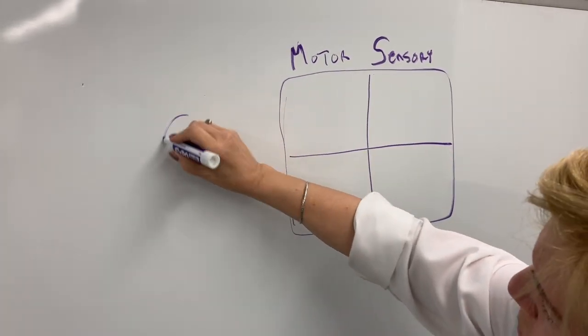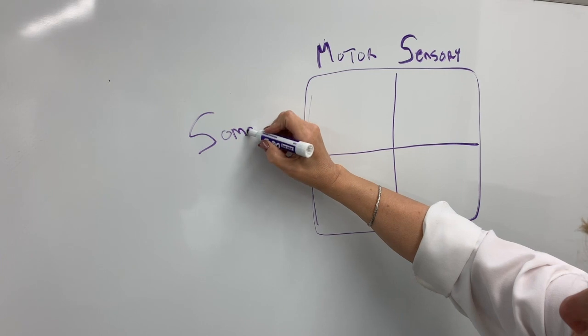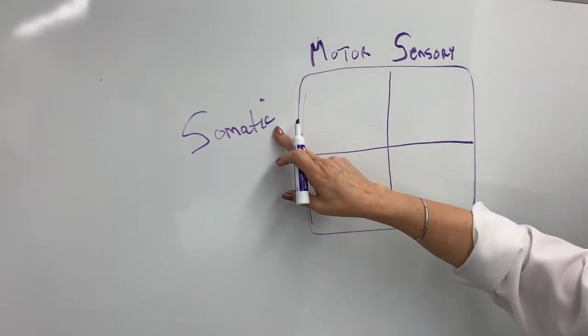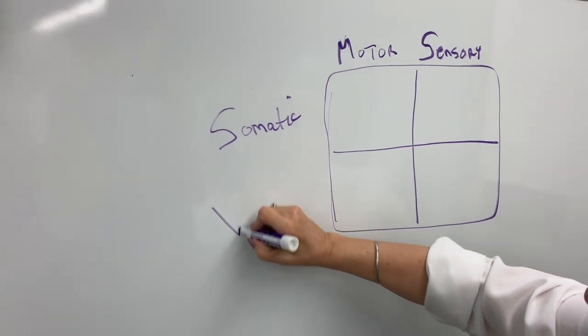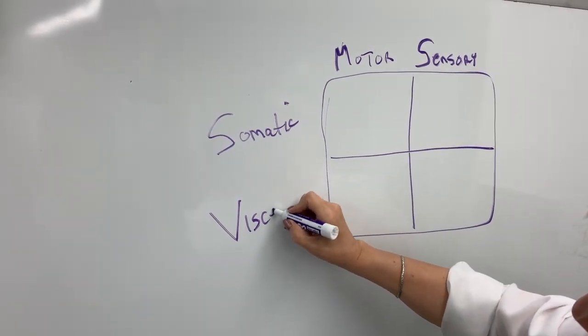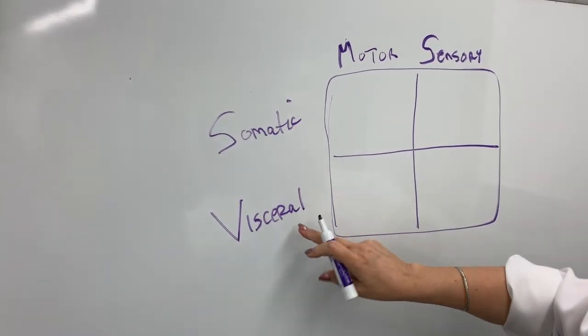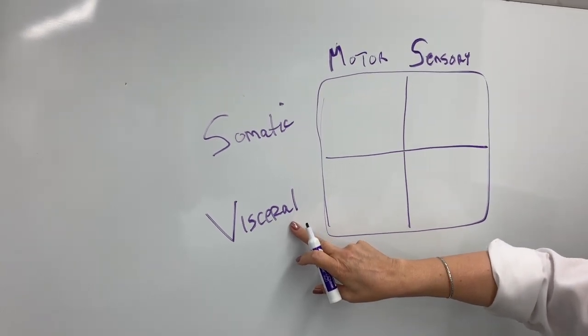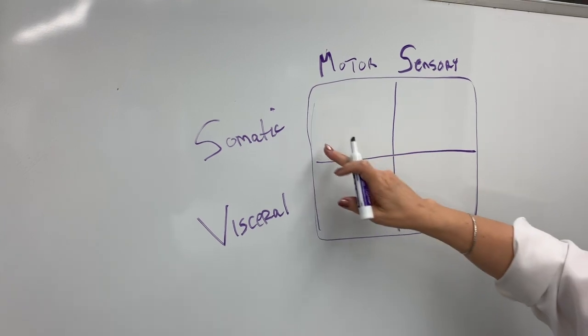Signals are either somatic, going to the body, that would be skeletal muscle, or they are visceral, that is smooth muscle, cardiac muscle, or gland. It has to be one of these four possibilities.